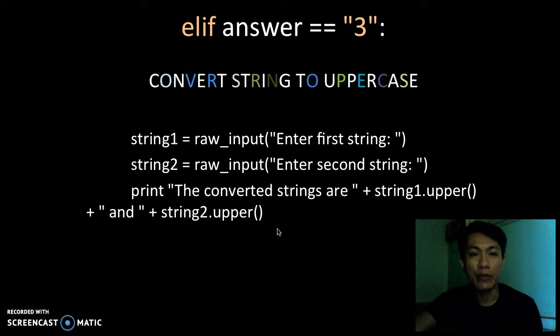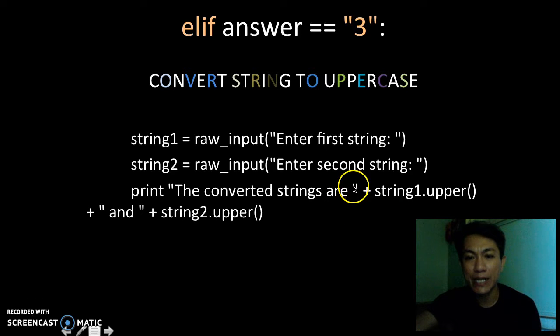If answer is 3, we convert string to uppercase. It requires us to come up with 2 strings that we are going to convert to their uppercase. For the first string, string 1, notice that we did not have to put any expression outside raw input, because it's already a string. So we can just go straight to this expression. And then print the converted strings.